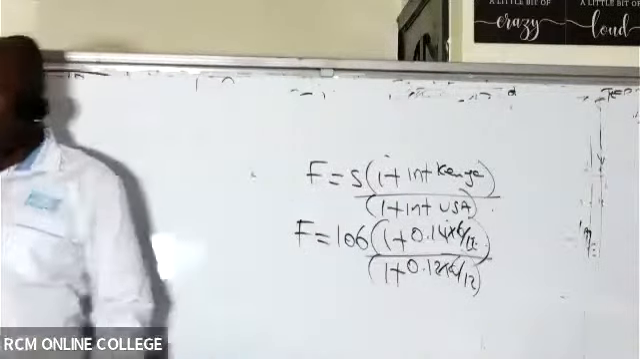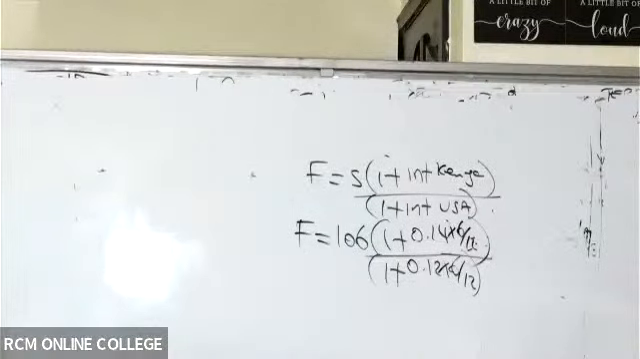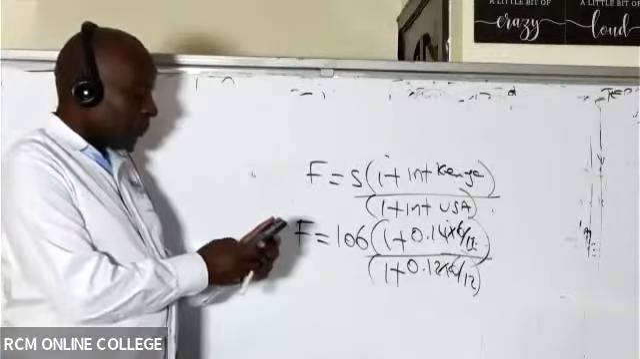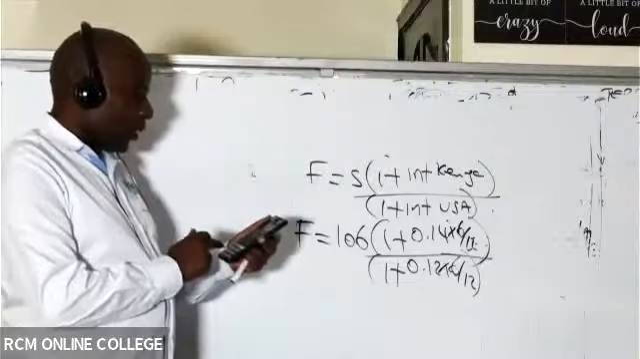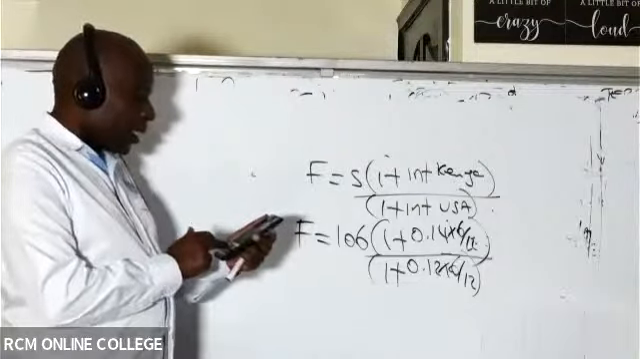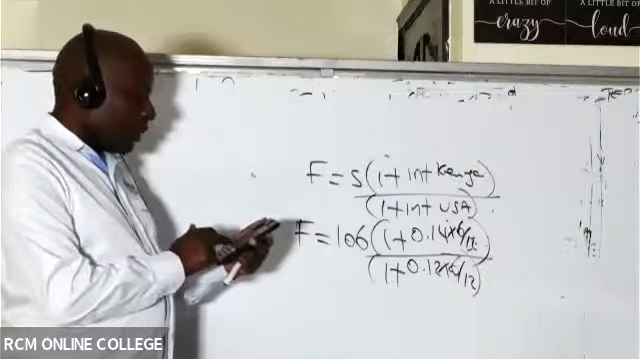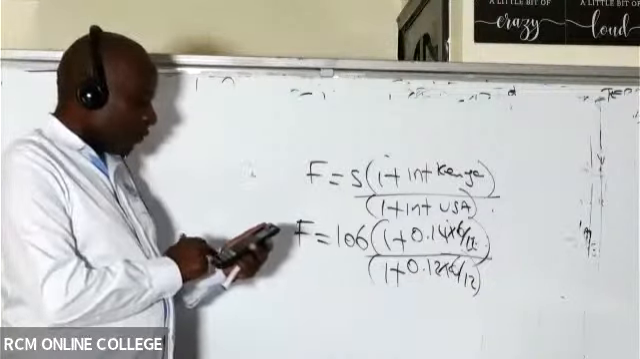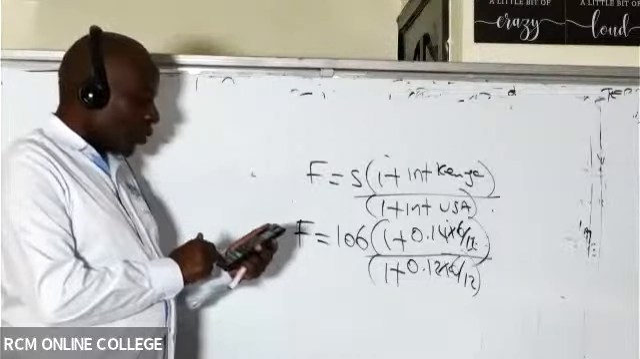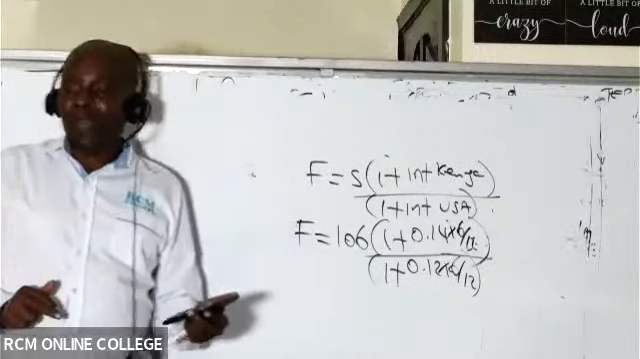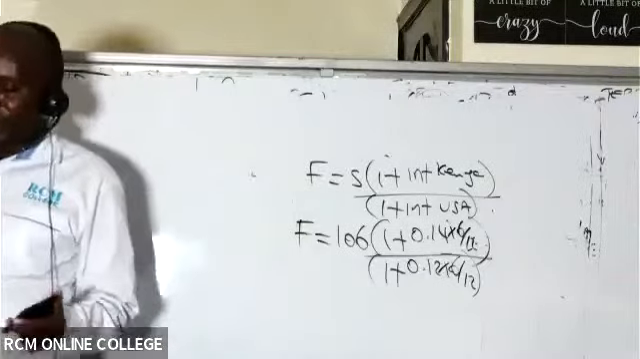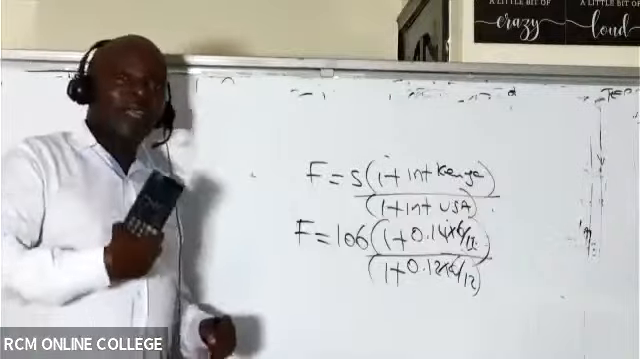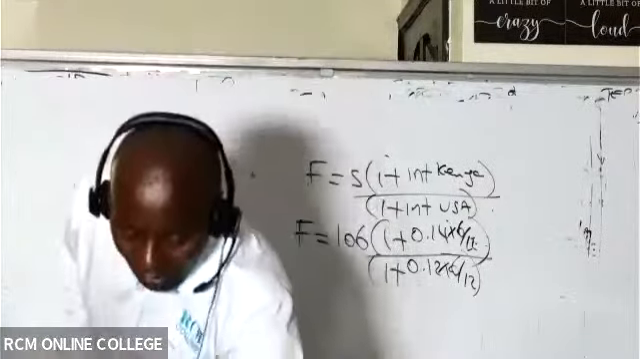So with my calculator, I will say 106 times open brackets 1 plus 0.14 times 6 over 12, close, divide by open another bracket 1 plus 0.12 times 6 over 12, close, and then equals. I'm getting exactly 107. Never try to do these things separately. You do this in your calculator, and in one stroke of a pen you have an answer.